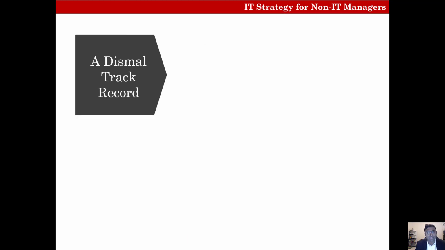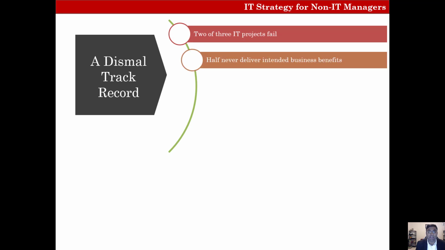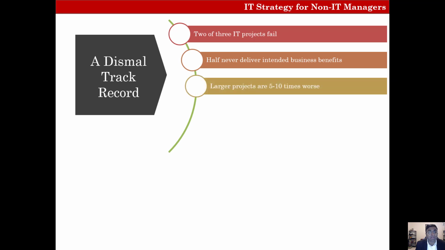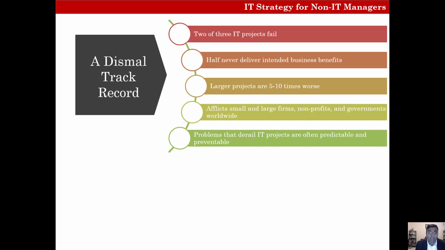So let's start with the track record of IT projects. 2 out of 3 IT projects fail. Half never deliver the intended business benefits. The larger the projects, the worse the outcomes are. It afflicts small and large organizations, nonprofits, and governments worldwide. And the problems that derail IT projects are often predictable and preventable.